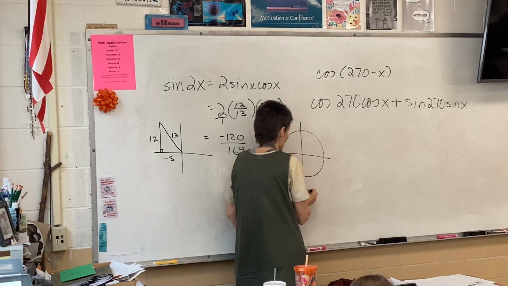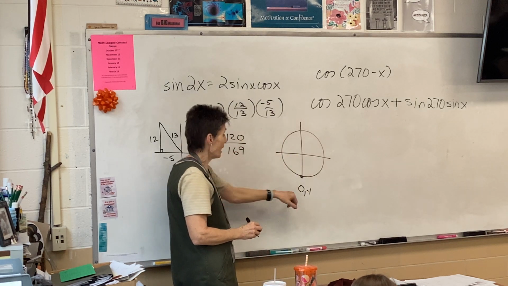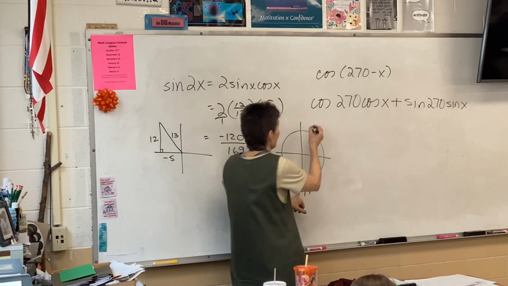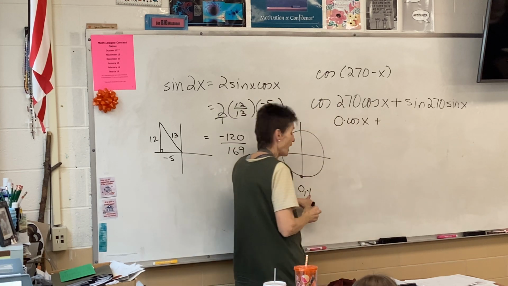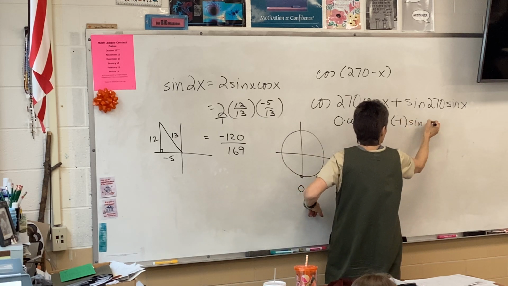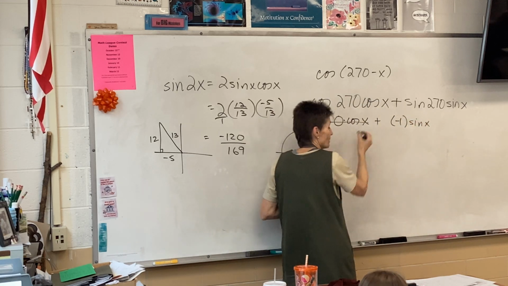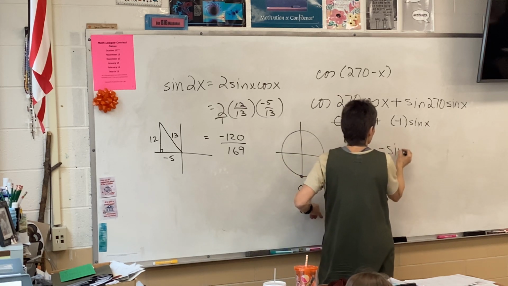Now, where's 270? 270's down here. So here I go. Cosine is 0, so this is 0. So it cancels out. And sine is -1. And sure enough, 0 times anything is gone. I'm left with negative sine x.